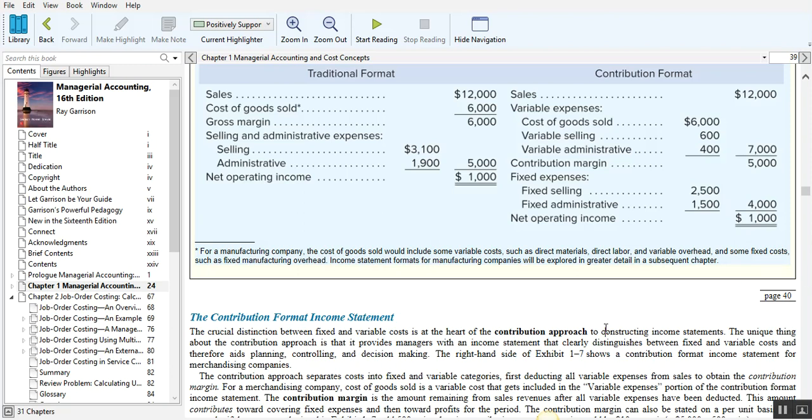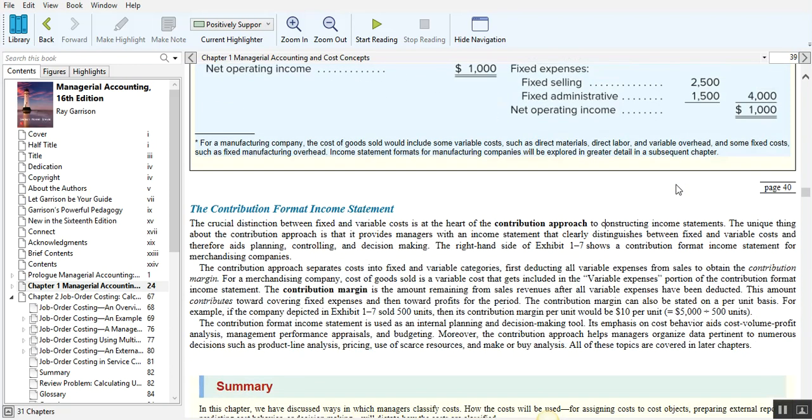So this contribution format is a very good approach to use. A lot of people use it because it makes a lot of sense and it contributes to managerial information that's needed.